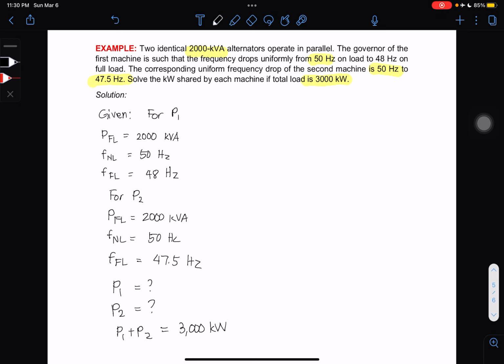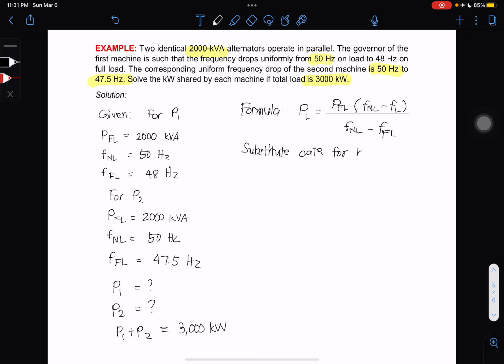So to use, ang gamiton nga formula, sulat ni ma'am: P is equal to PFL times FNL minus FL divided by FNL minus FFL. So mao ni ang formula nga gamiton. So substitute data for both machines since identical sila.